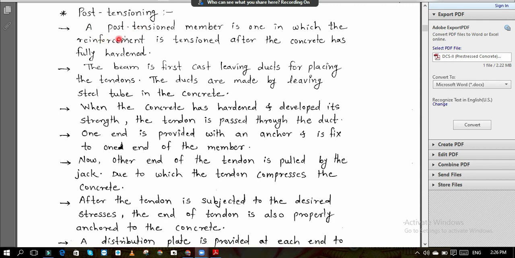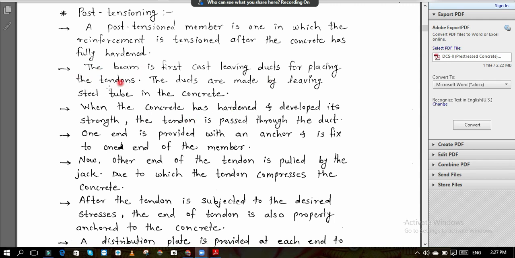Here, a post-tensioning member is one in which the reinforcement is tensioned after the concrete has fully hardened. Meaning, first we will pour the concrete, and once that concrete is hardened, then we will start applying the tensile force and start the pre-stressing process. In pre-tension, pre means before pouring the concrete, and in post-tensioning it is after pouring the concrete. After the concrete is poured, this procedure starts.